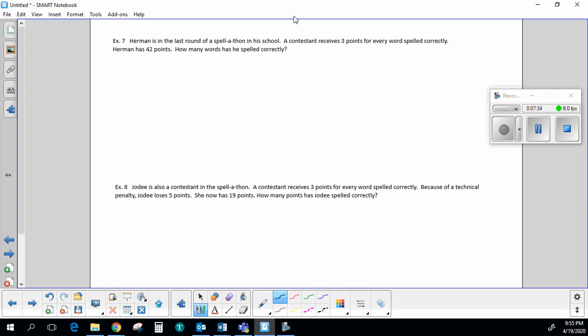So if you go into example 7 here, the things that are important for this particular question would be, Herman is in the last round of the spellathon, and he is a contestant. A contestant receives 3 points for every word that is spelled correctly, and Herman has 42 points. How many words has he spelled correctly? So my variable that I'm going to use for this particular question is W, for how many words that he spelled correctly.